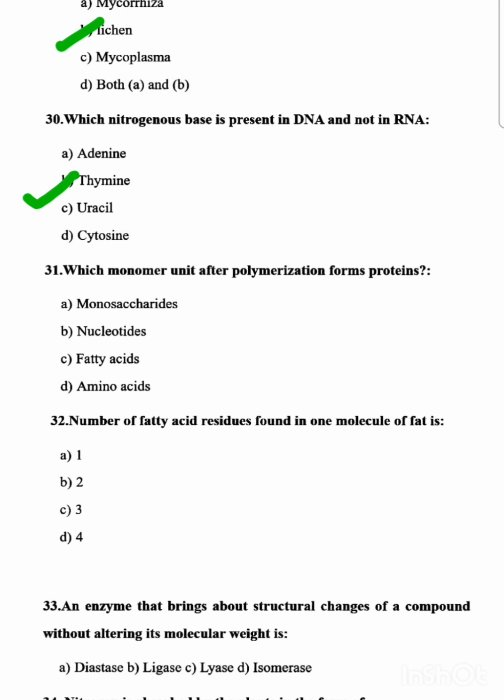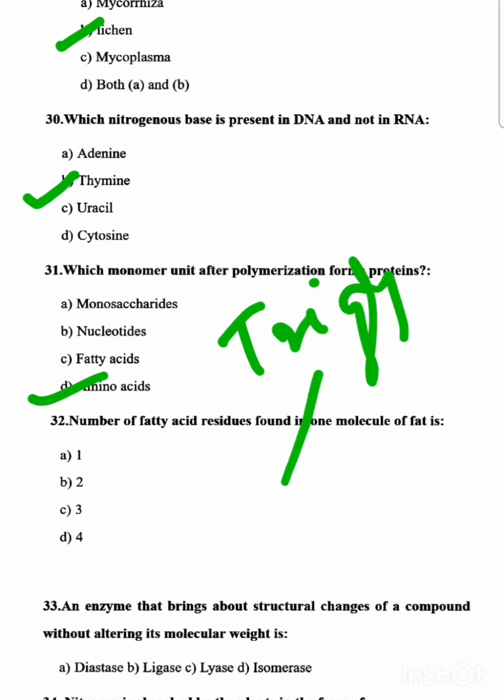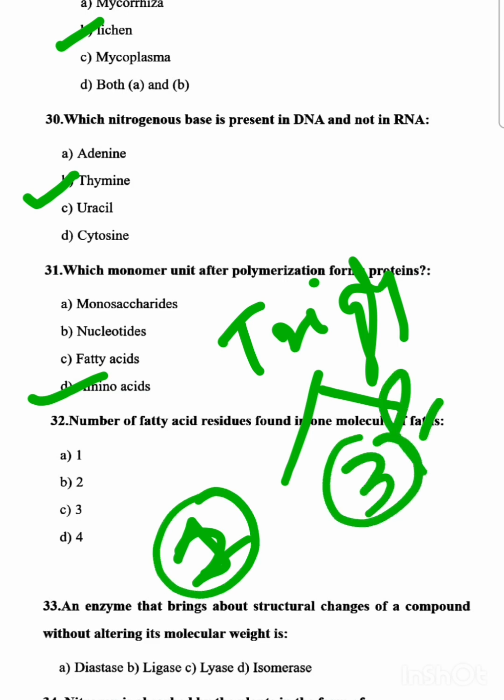Which monomer unit after polymerization forms the proteins? It's the amino acids. Amino acids after polymerization form the protein. Number of fatty acid residues found in one molecule of fat. So fat or triglycerides are formed by 1 glycerol and 3 fatty acids. So after their degradation, 3 fatty acid residues are released. So the answer is 3.